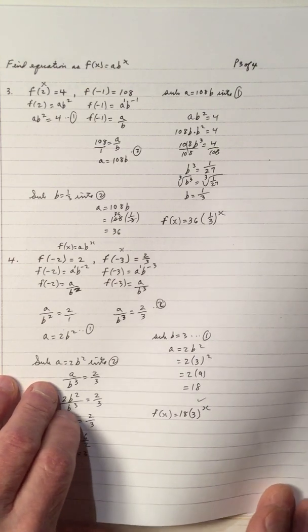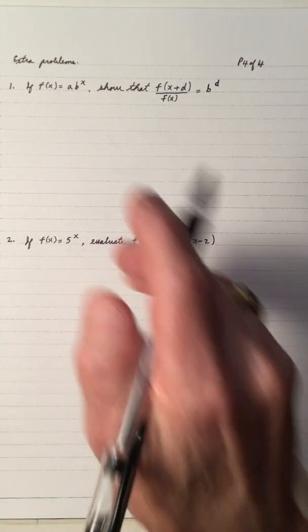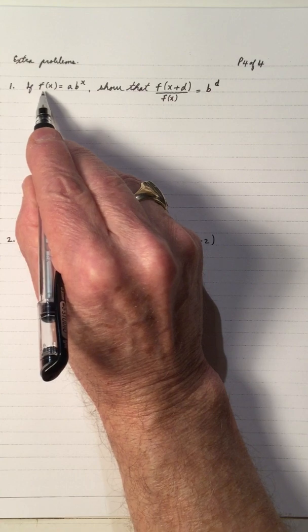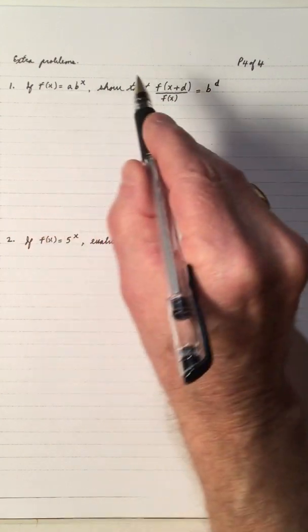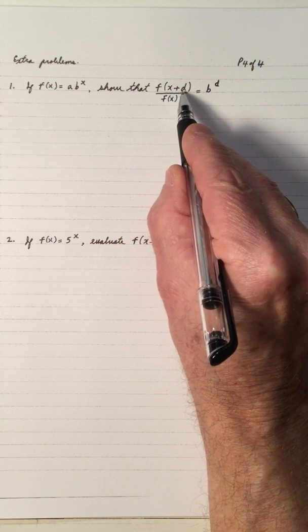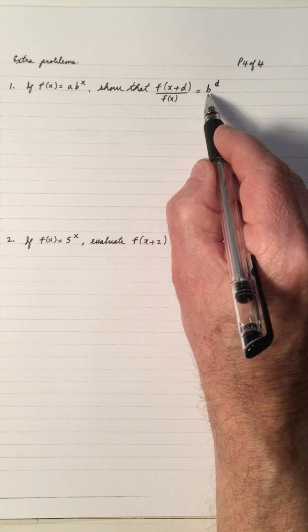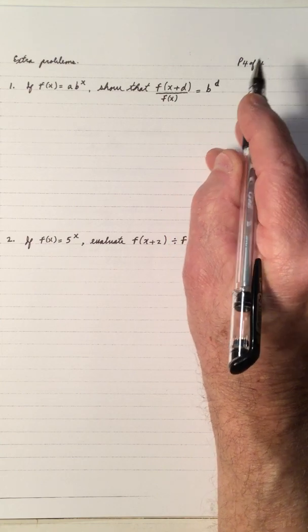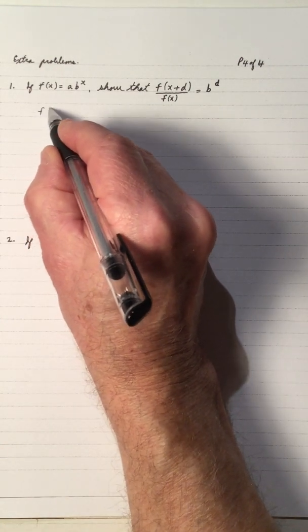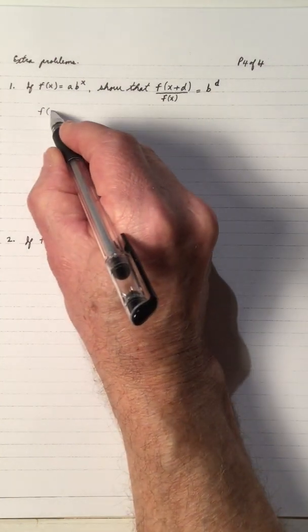So that's working out some equations, but we have another page yet with some more extra questions on them. I'm always looking for extra questions, extra problems. If f of x equals a b to the x, show that f of x plus d divided by f of x equals b to the d power. So f of x is that. So what about f of x plus d?